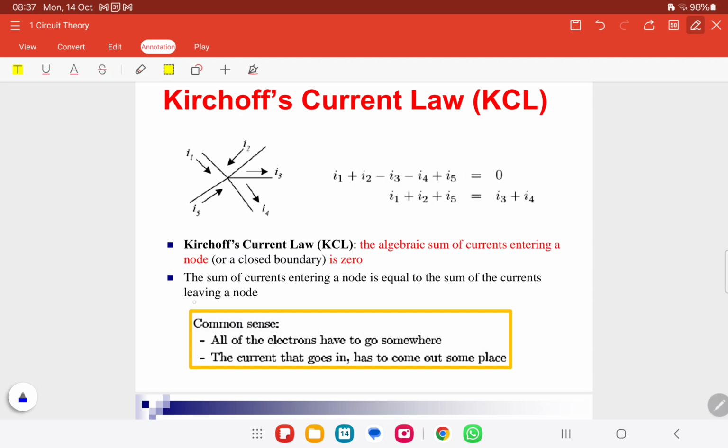Ni yang tadi ni kat bawah dalam kotak kuning. Common sense, all the electrons have to go somewhere. The current that goes in has to come out someplace. Macam ni lah. Maksudnya dia kena close loop. Okay. Macam analogi the air hari tu kan, dia tak boleh nak pusing kalau kita tak sambung pipe naik atas. Okay, this is the same thing here.